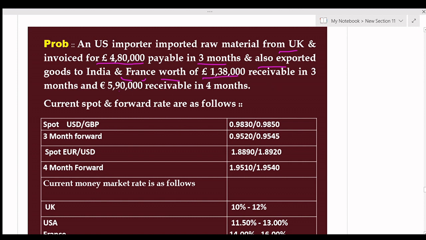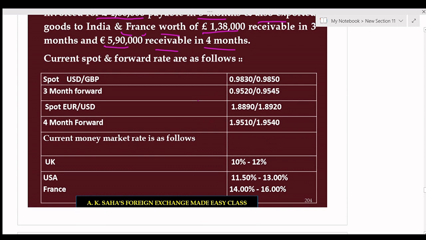Receivable in 3 months and Euro 5,90,000 receivable in 4 months. Current spot and forward rates are as follows. Spot USD/GBP is given, 3-month forward is given, spot Euro/USD is given, 4-month forward is given. Current money market rates are also given. UK: 10%, 12%. The first rate is the deposit rate and the next rate is the loan rate.